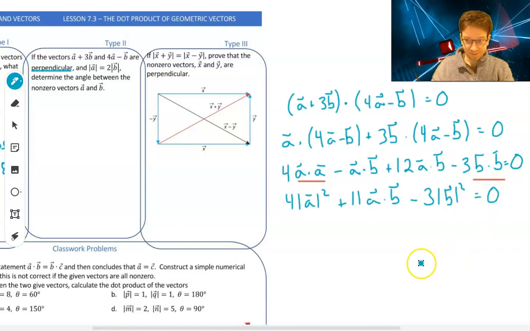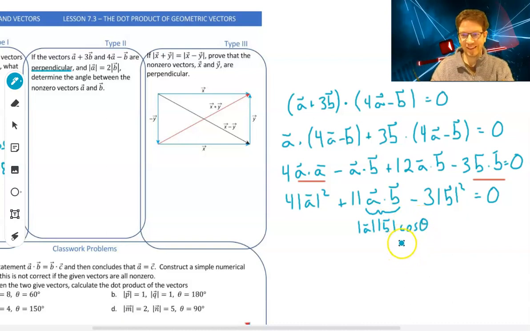Okay, what else can I do? I know what the dot product equals. So this a dot b right here, I could change to the magnitude of a times the magnitude of b times the cos of the angle between them. Aha! And that's what I'm looking for.